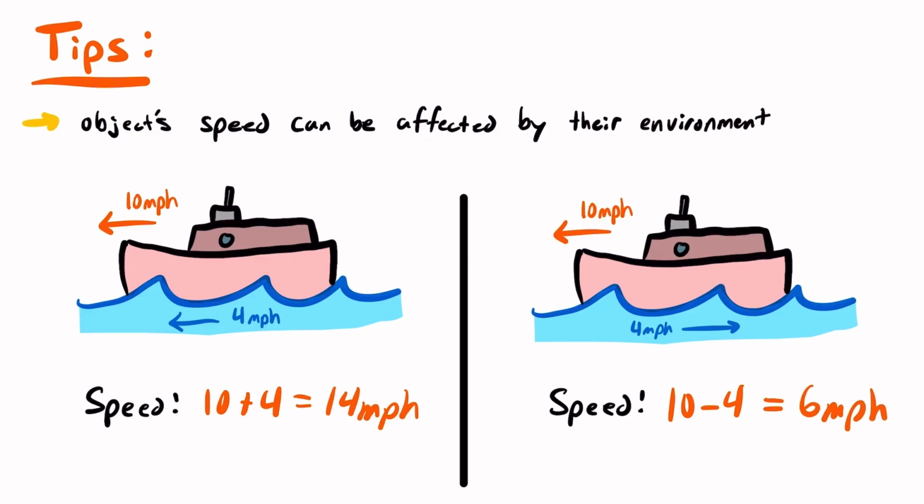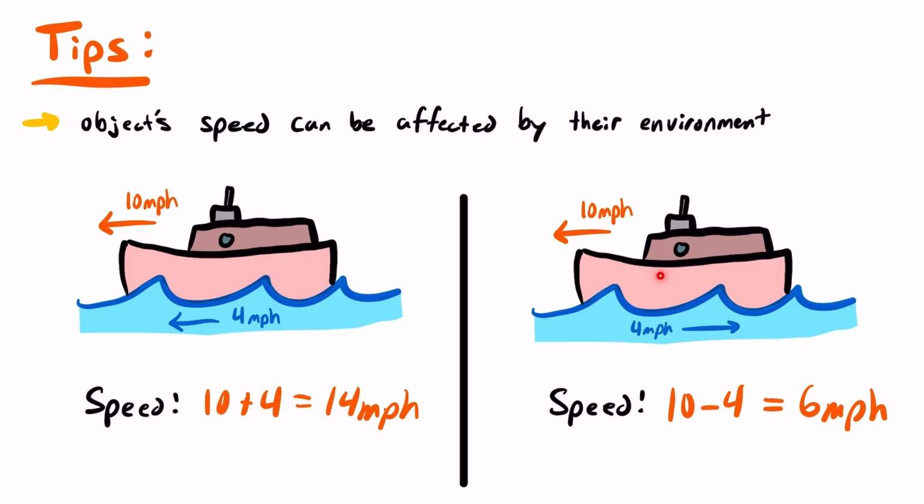All right, the overall speed of the boat here, the object in motion, would be 10 minus 4, giving us 6 miles per hour. All right, so once again, to recap, if you have an object in motion in a particular direction, and there's something in its environment, such as a water current for a boat, that also has a speed and it's in the same direction, you add those two speeds together to get the total speed of the object in motion.